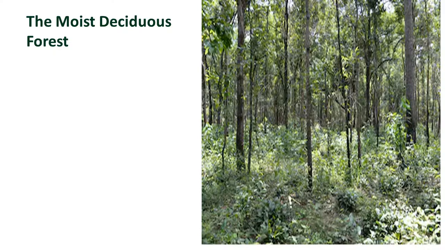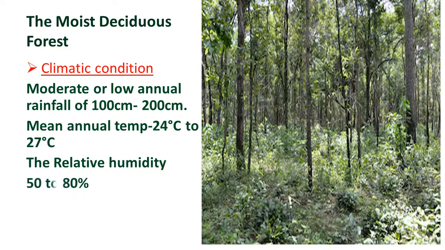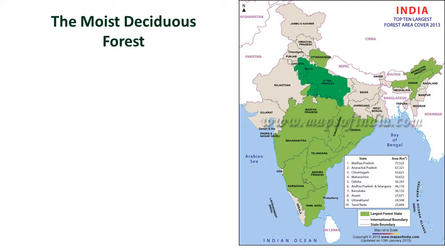Such forests are found in the areas with moderate or low rainfall of 100 cm to 200 cm, and the mean annual temperature of 24 degrees Celsius to 27 degrees Celsius and the relative humidity of 50 to 80%. Distribution of the moist deciduous forest.